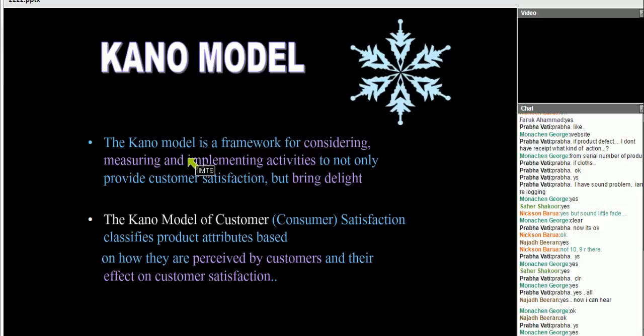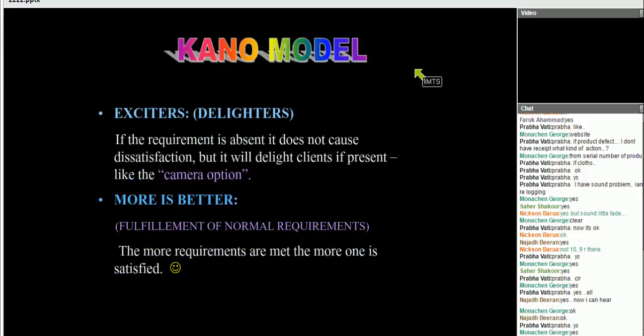The Kano model of customer satisfaction classifies product attributes based on how they are perceived by customers and their effect on customer satisfaction. So this is the principle of this model. Exciters, delighters. If the requirement is absent, it does not cause dissatisfaction, but it will delight the clients if present, like the camera option. More is better. Fulfillment of normal requirement. The more requirements are met, the more one is satisfied. Right? So if you try to cover all the features which the customer expects from the product, then they are more satisfied.